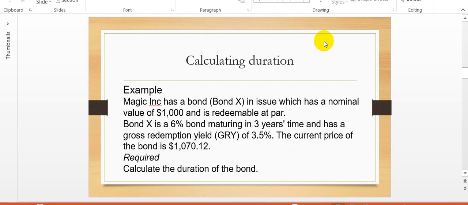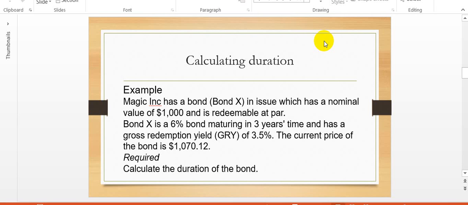There are 3 words you need to be comfortable with for the redemption of bonds. And each time you get a question on bonds, you have to look out for one of these 3 words. Par. Par means nominal. Whatever the nominal may be, 100. In this question, the nominal is 1,000.